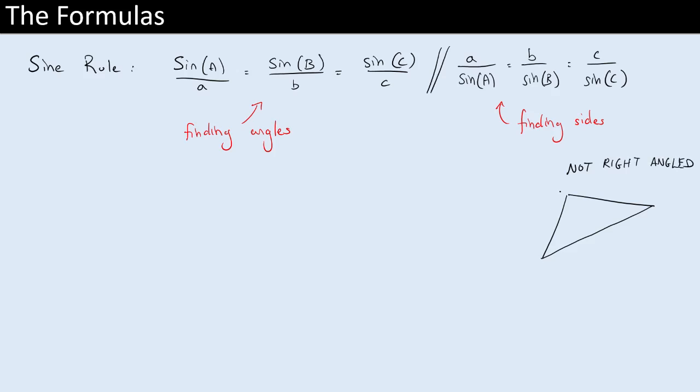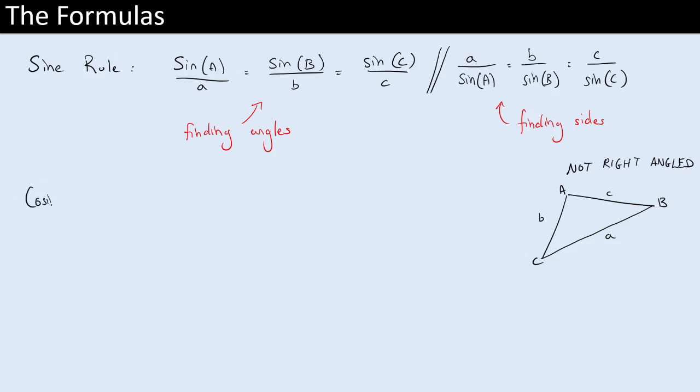If we've got our angles as capitals, the lowercase letters go in their opposite pairs. So capital A and lowercase a are opposite each other. Capital B and lowercase b are opposite each other. Capital C and lowercase c are opposite each other as well. That's our first rule. That's the sine rule.